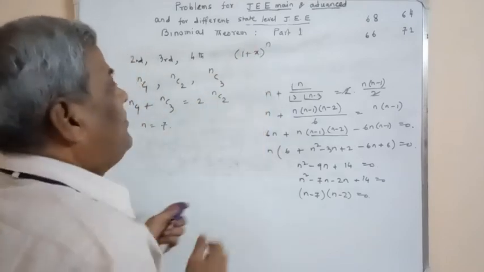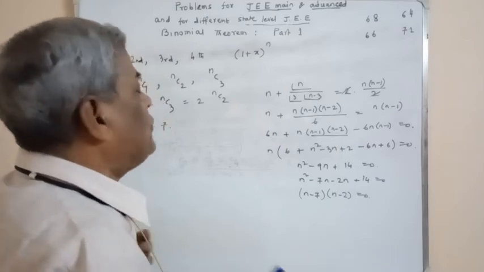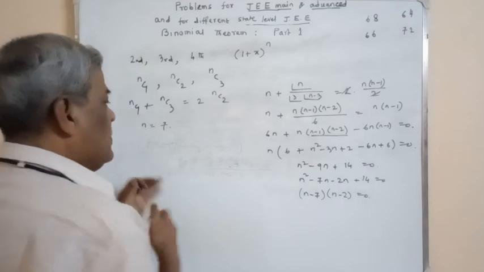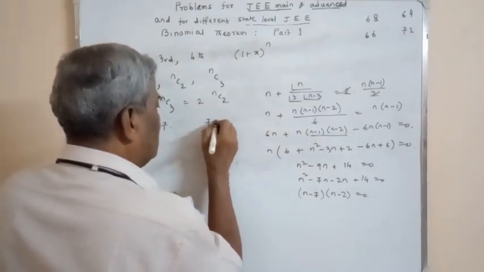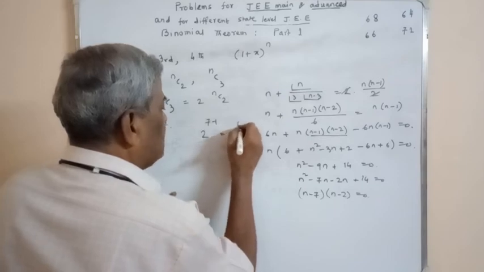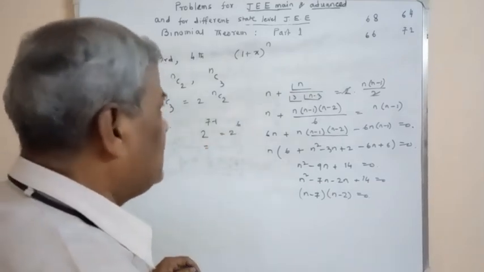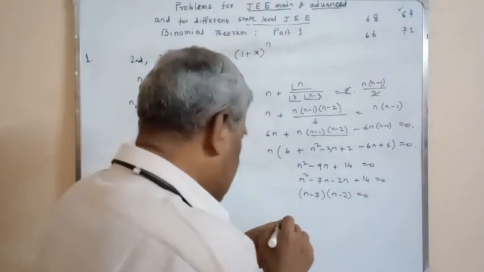n obtained. Now, the sum of all odd position terms is 2 to the power n minus 1. Hence, our answer is 2 to the power 7 minus 1. So 2 to the power 6 is 64. So 64 is the answer.